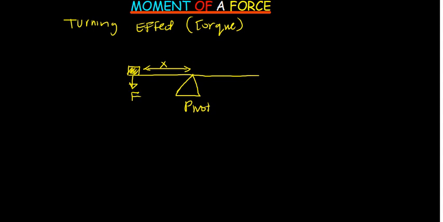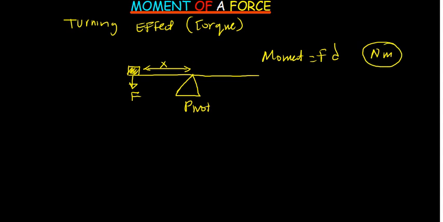Now you can see these two are making 90 degrees to each other, so the force and the distance should always make 90 degrees to each other. And the formula for the moment of a force, or the turning effect of a force, is just moment is given by force multiplied by the distance. The force is given in newtons, the distance is given in meters. So this is the unit for moment of a force, newton meter.